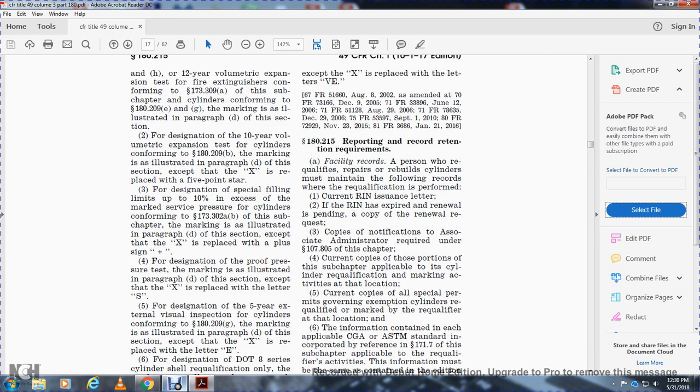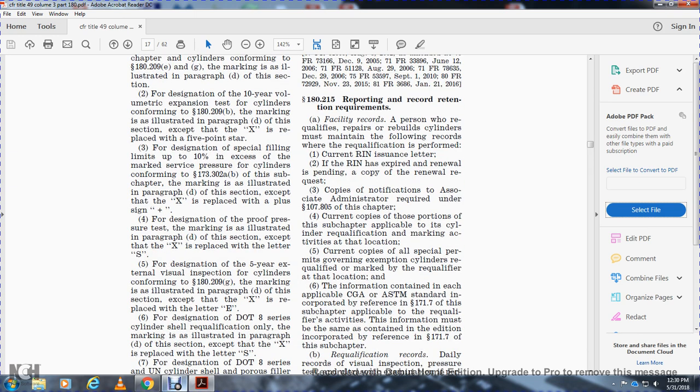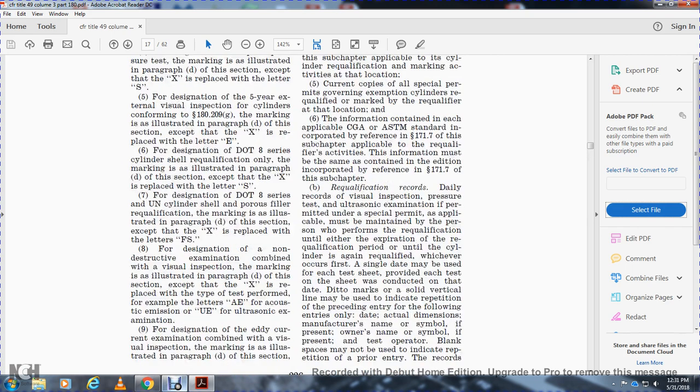Current copies of special permits governing the exemption cylinder of the requalifier, the location, and the information contained with each of the CGA and ASTM standards incorporated by reference in 171.7 of the subchapter applicable to the requalification activity. The information must be the same as that contained in the edition incorporated by reference in 171.7 of the subchapter.